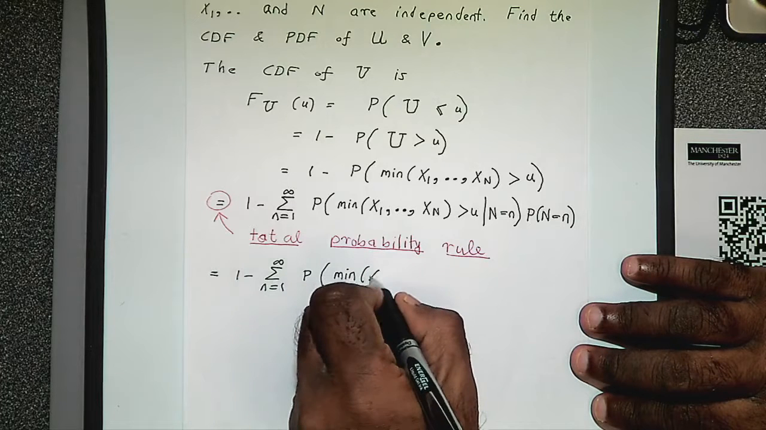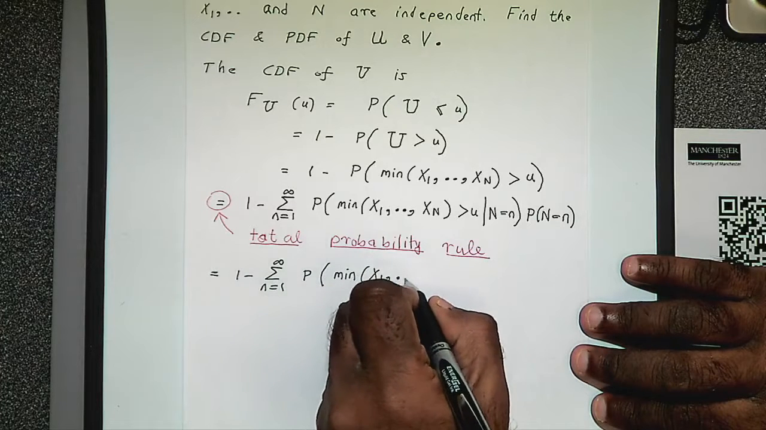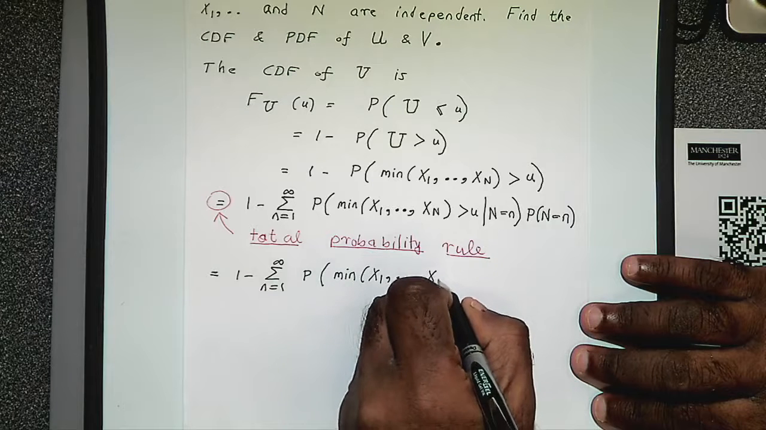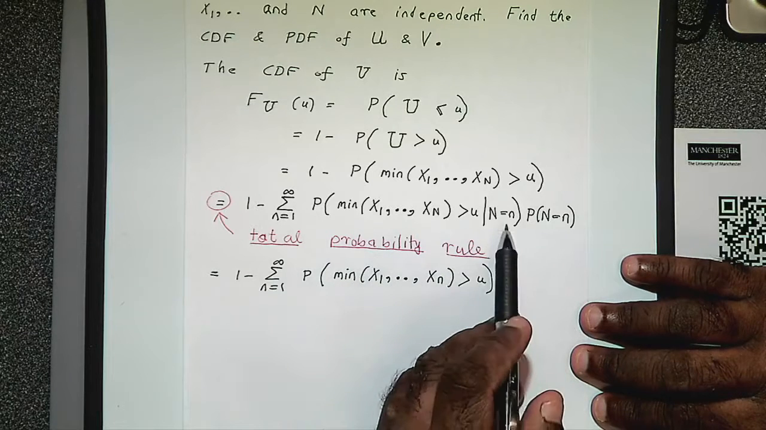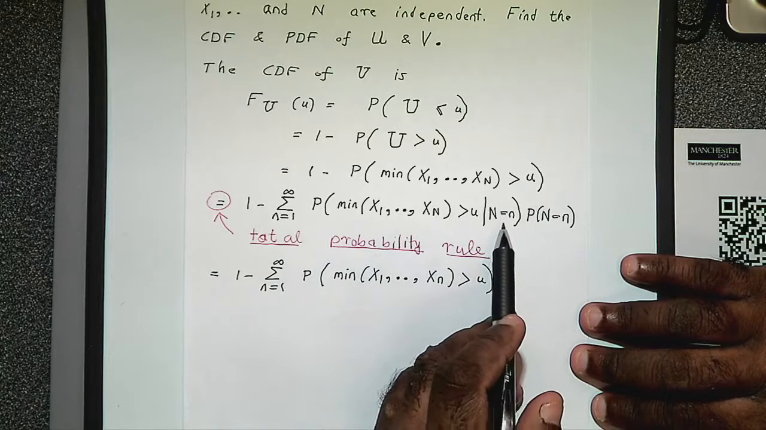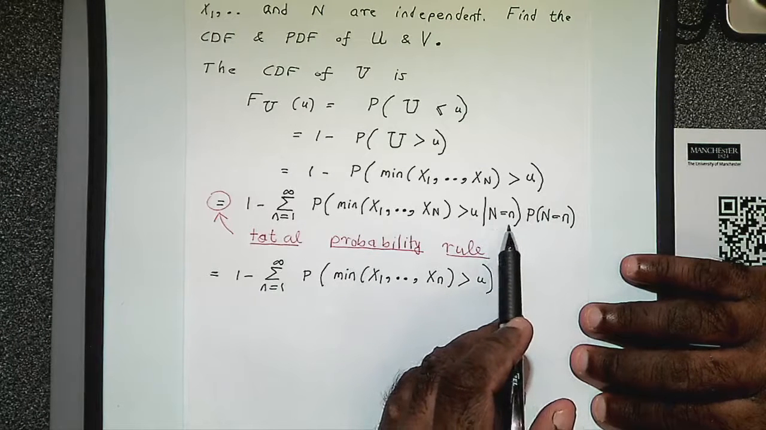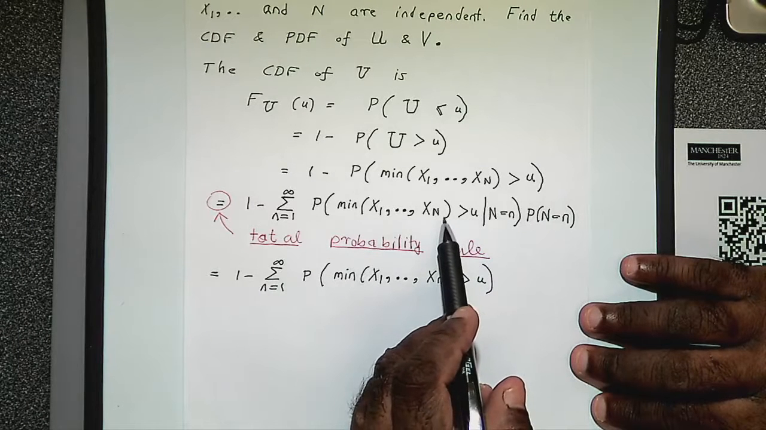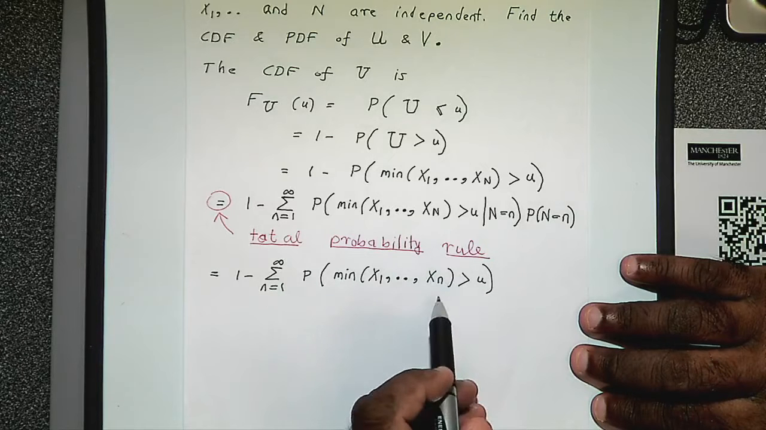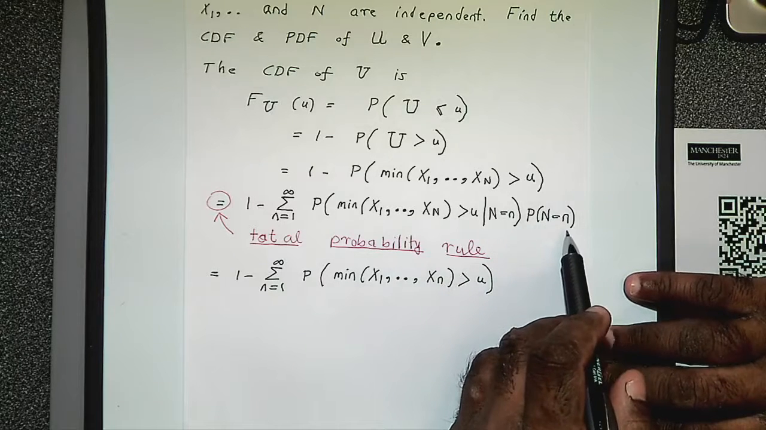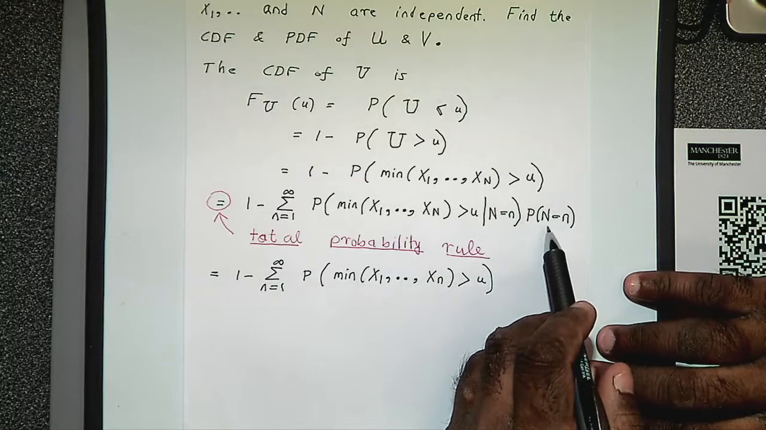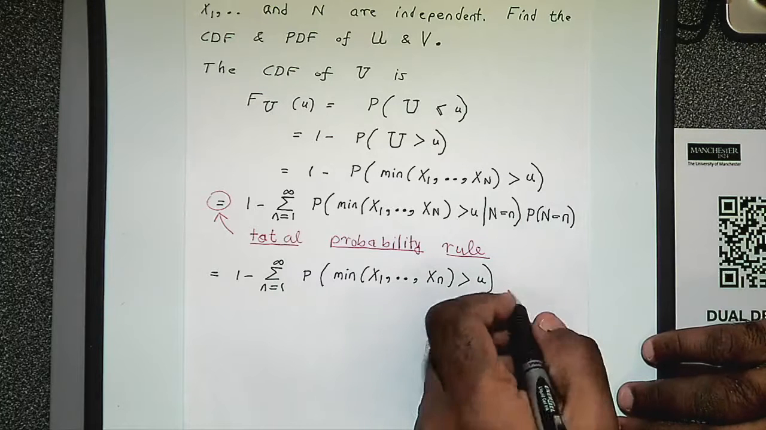Okay, so this becomes, you see, I'm removing this conditioning here because we are told that capital N is equal to little n. So we can replace capital N by little n here, right? That's what I have done. Now the probability that capital N equals little n, because N is a geometric random variable, I'm sure you know this.